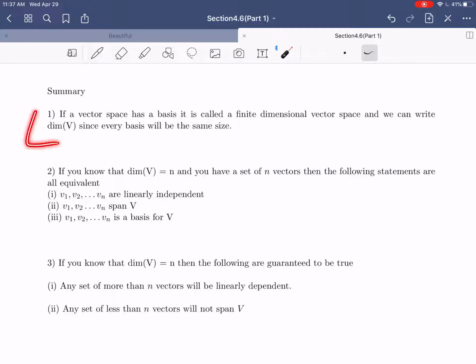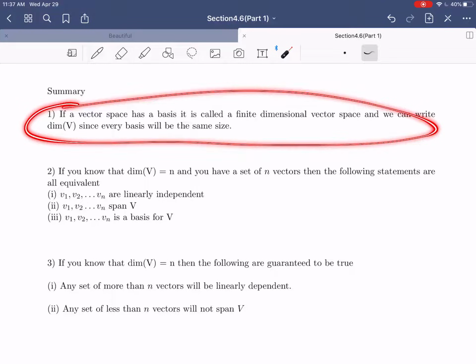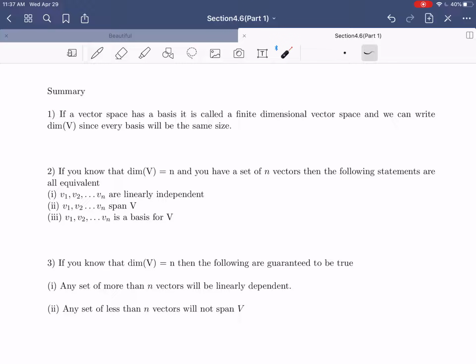So the very first statement is that if a vector space has a basis, it is called a finite dimensional vector space, and we can write dimension of V since every basis will be the same size. That was the very first thing that we did, super important. Remember, not every vector space has a basis. There are infinite dimensional vector spaces out there. But if you have a basis, then every basis will be of the same size for that vector space.